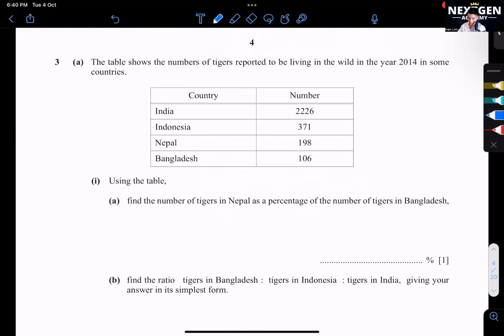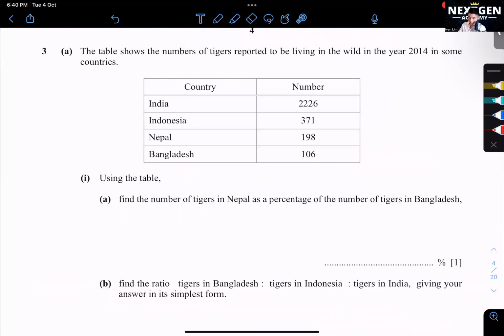Question 3. If you all cannot copy down, just download the paper I sent in the private group. You all can just copy the answer from there.